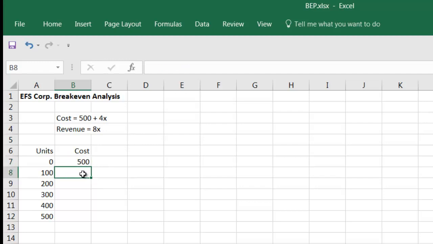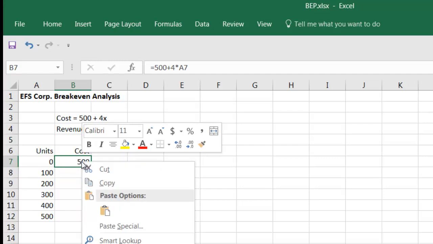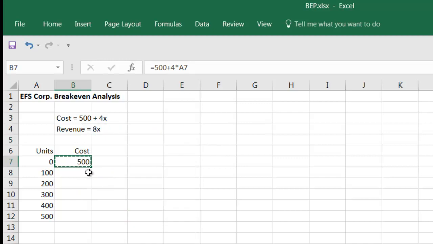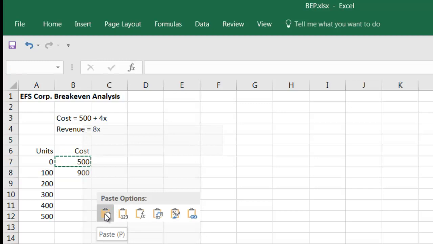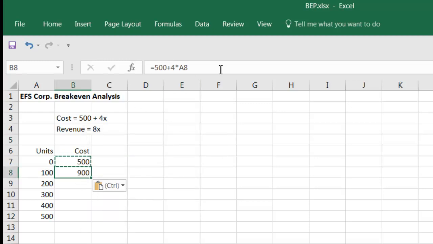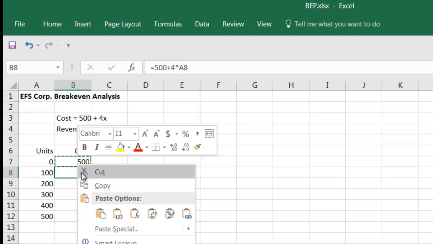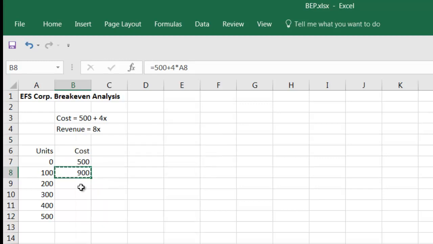Now, we can type that same formula into the next cell, or we can do a copy and paste. So you can right-click on your mouse and do copy. And then go to the next cell, right-click again, and do paste. And you'll see that the formula changes to 500 plus 4 times the next cell, which is A8. You can do that for the number of cells there. We can do a copy and paste for several cells as well.